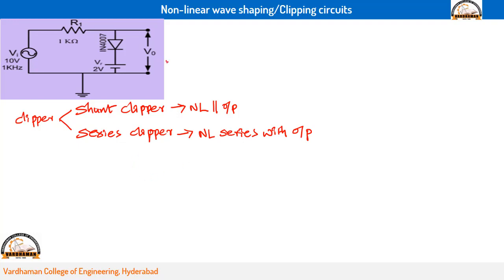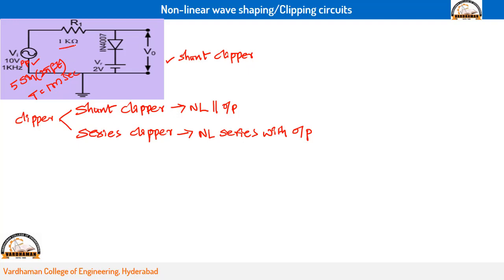So the clipping circuit we have taken here is a shunt clipper, because we are taking the output across the nonlinear element, the diode. If you observe this circuit, we have an AC source of 10 volts peak to peak. That means we have provided a sine of 2 pi ft signal with a frequency of 1k. That means the time period is 1 by 1k, that is 1 millisecond. So we have given a 10 volts peak to peak sinusoidal signal, with a peak value of 5 volts and a time period of 1 millisecond, as the input for the circuit.